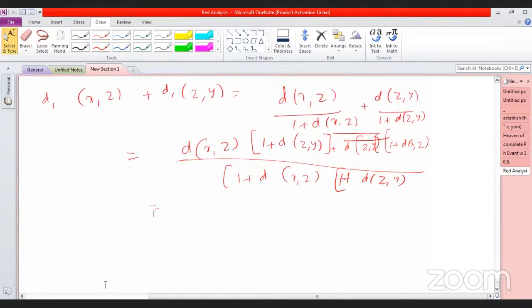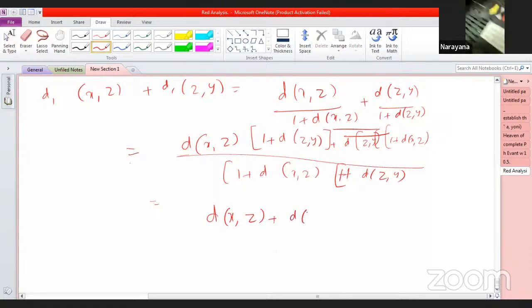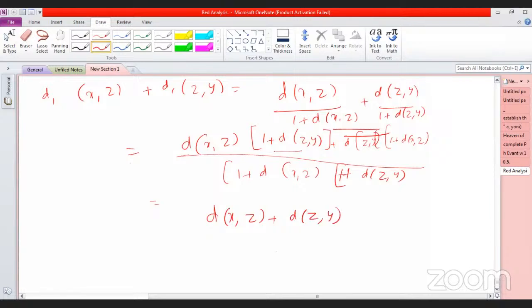Very good. Simplification. Do it fast. d of x comma z plus d of x comma z into d of z comma y, plus d of z comma y plus d of z comma y into d of x comma z. Where do these values go? That value is common, so the numerator and the denominator are cancelled, sir. In the denominator there is no other part.